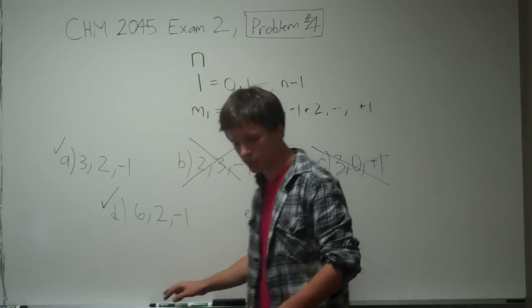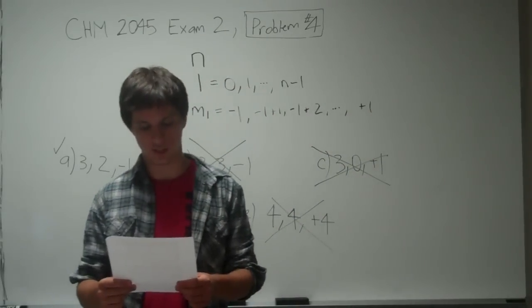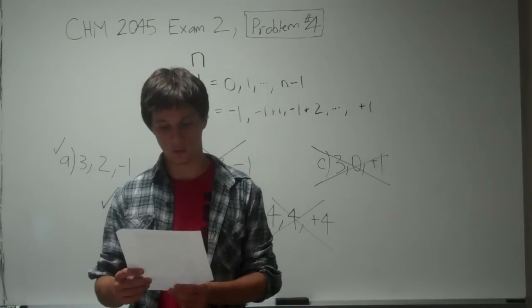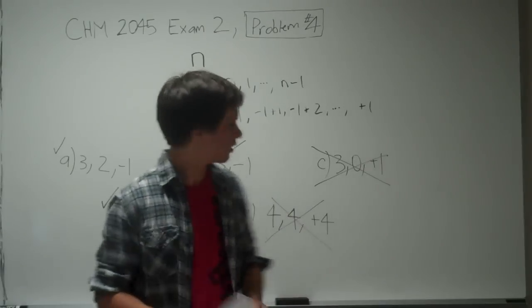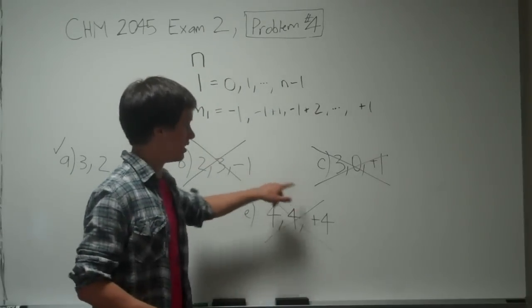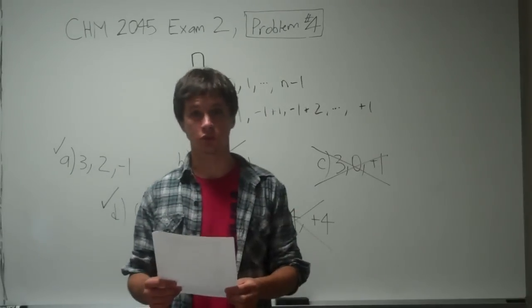So once again, the question asked, which of the following sets of quantum numbers are not allowed? So the answer is B, C, and E are not allowed, and that is option 2 on the test.